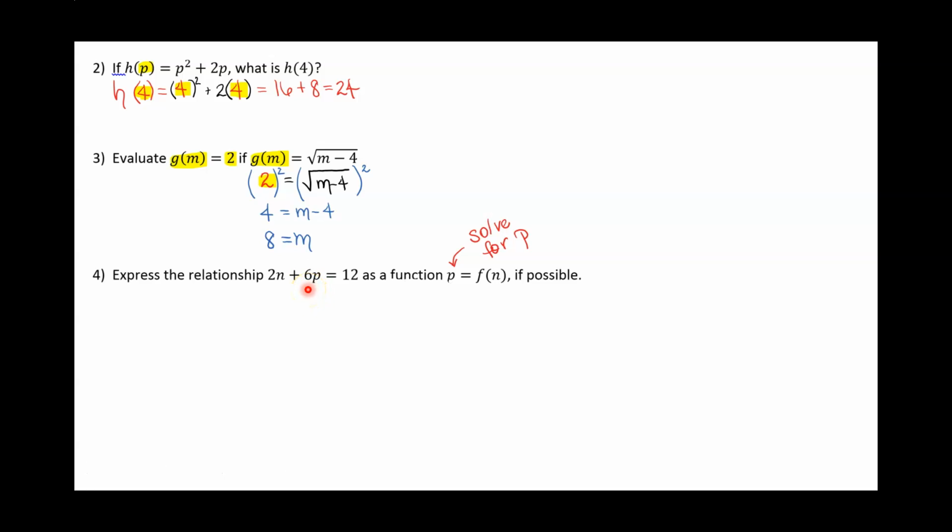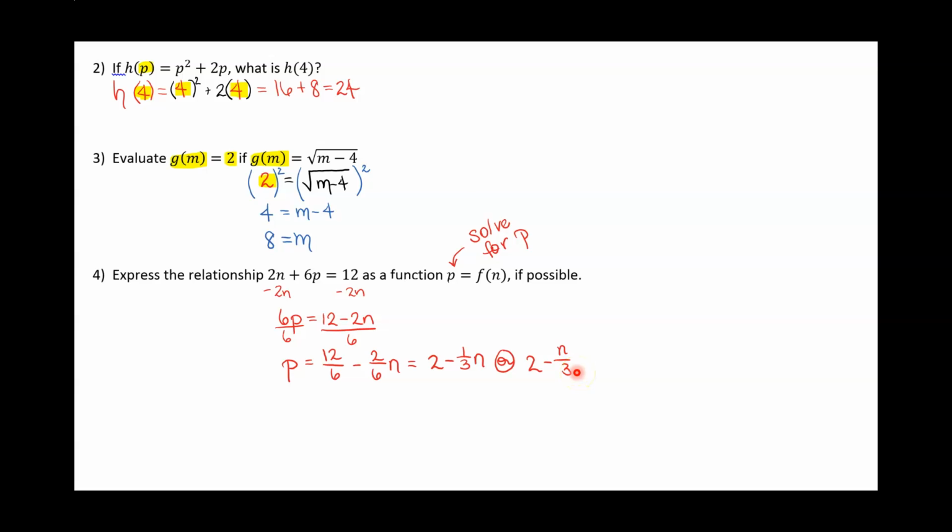Well, first we would subtract 2n from both sides. And then to get p by itself, we would divide by 6. So we would end up with 12 over 6 minus 2 over 6n, or you could reduce that. 12 over 6 is 2, and 2 over 6 is 1/3. 1/3 times n is the same thing as n over 3, so maybe you wrote it that way.